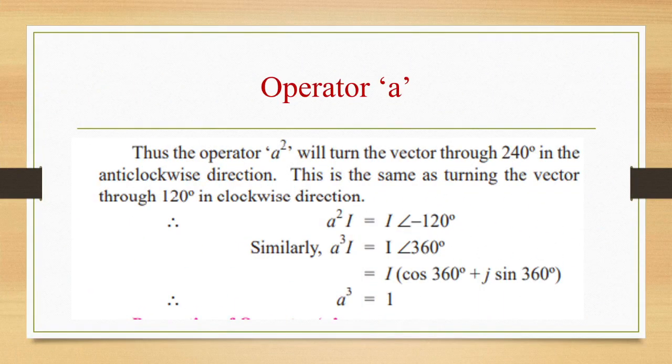The operator A square will turn the vector through 240 degrees in the anti-clockwise direction. This is the same as turning the vector through 120 degrees in clockwise direction. Therefore, A square I is equal to I angle minus 120 degrees, and similarly A cube I equals I angle 360 degrees, that is I into cos 360 plus j sin 360. That is, A cube is equal to 1.